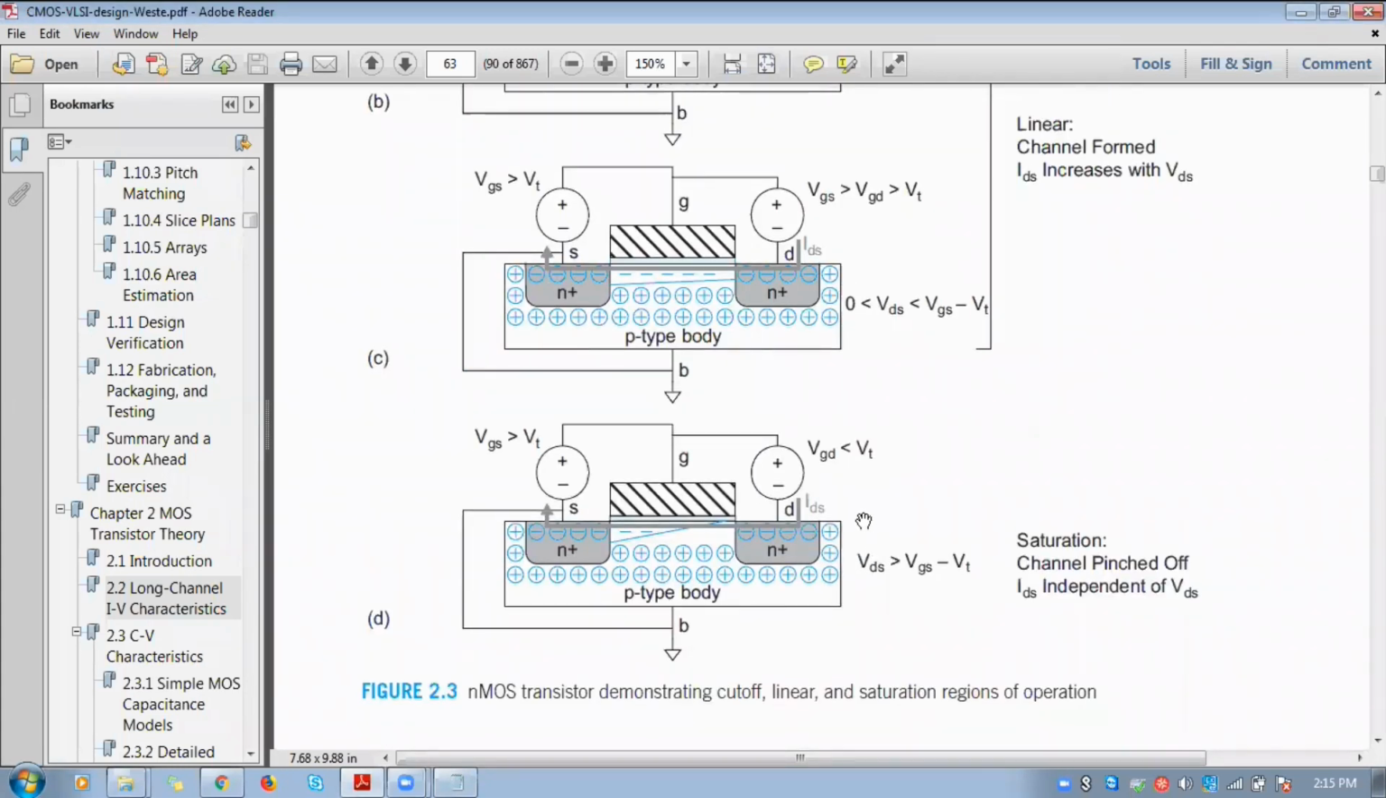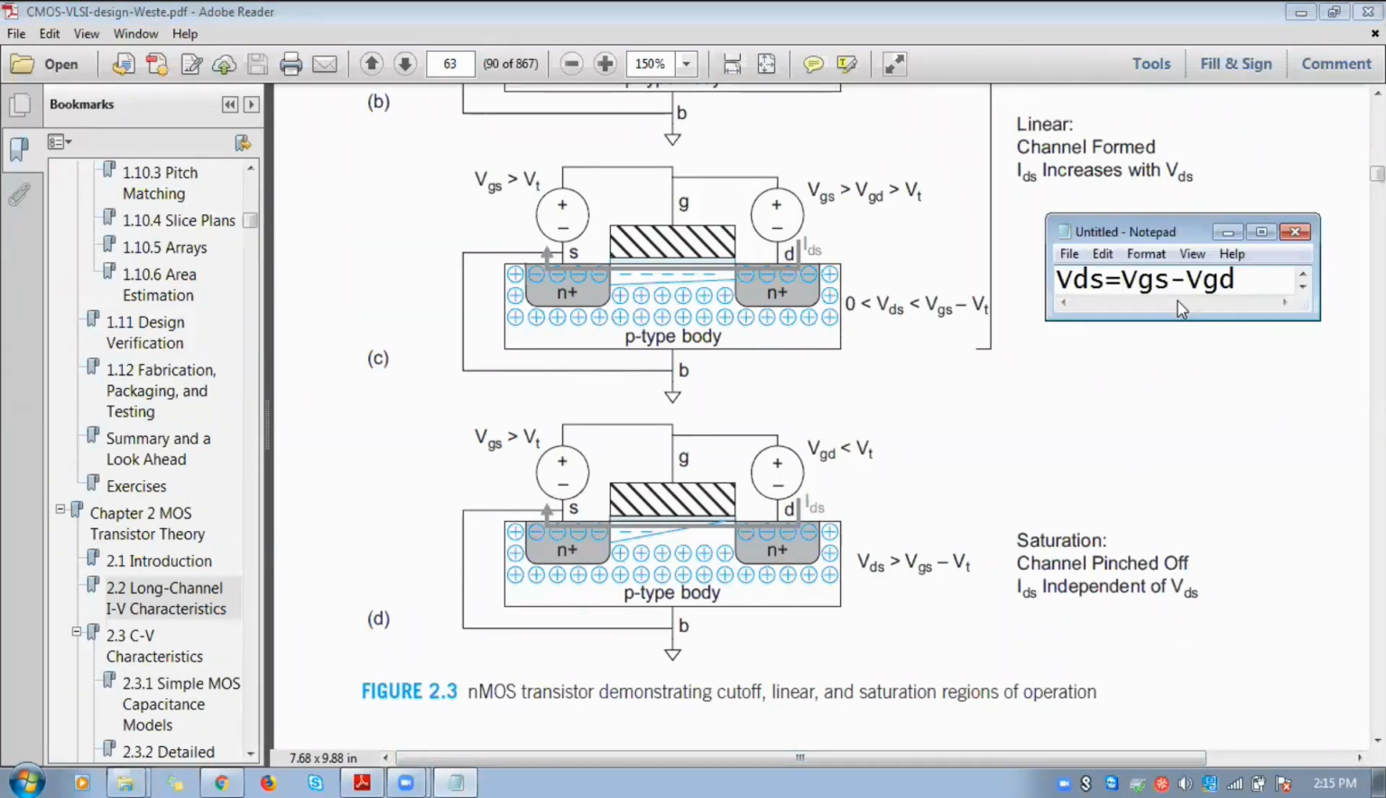The third concept is the saturation region. We are again increasing the value of VGS more. In this case, we have seen VGD, even though it is less than VGS, still has a value greater than VT. Here, you are again decreasing the value of VGD and increasing VGS, so your VDS value will increase rapidly.